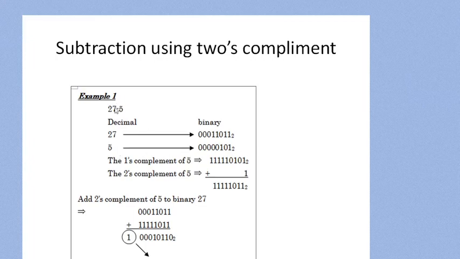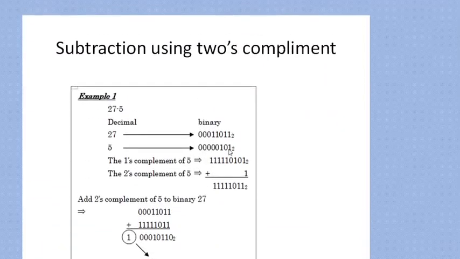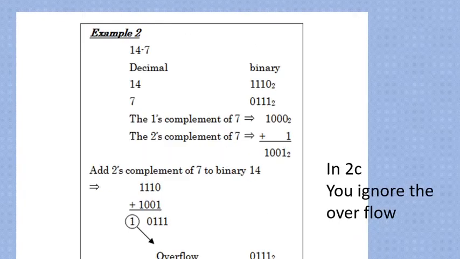Then, the side with the negative, that is the 5, you do the 1's complement of it. That is the bitwise not. That is, you negate. You change zeros to 1's. Then, the answer you get, you add 1 to make it 2's complement. Then, the resulting answer, you now add to the 27 binary conversion. And in case you get an overflow, you ignore the overflow. Therefore, mark that in 2's complement, you ignore the overflow.